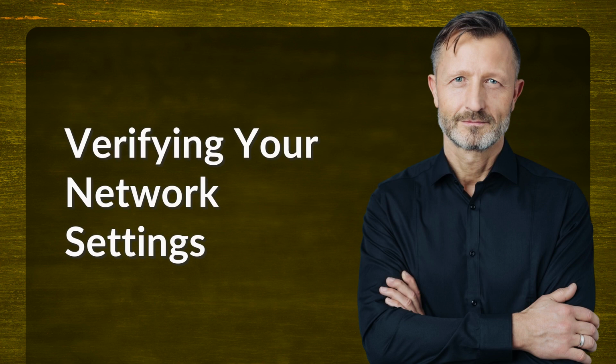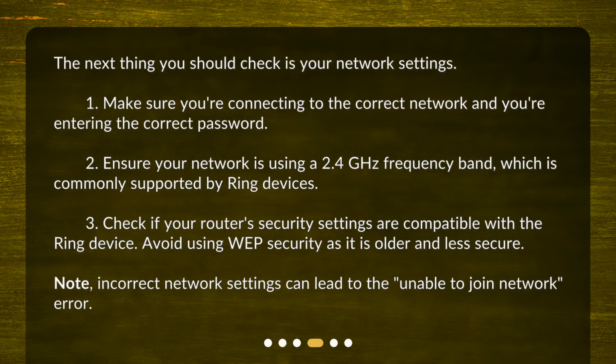Verifying your network settings. The next thing you should check is your network settings. 1. Make sure you're connecting to the correct network and you're entering the correct password. 2. Ensure your network is using a 2.4 GHz frequency band, which is commonly supported by Ring devices. 3. Check if your router's security settings are compatible with the Ring device. Avoid using WEP security as it is older and less secure. Note, incorrect network settings can lead to the unable to join network error.